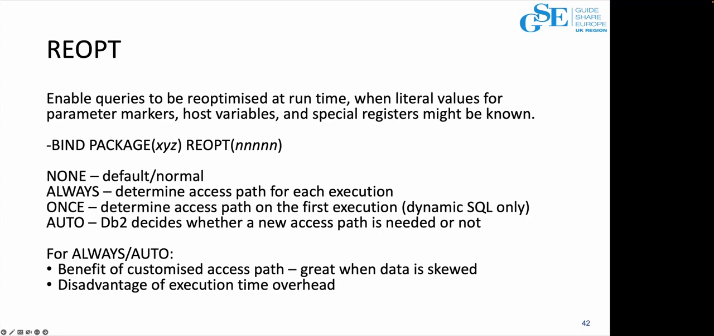When considering ALWAYS or AUTO, the benefit is that you have a customized access path, which is good when data is skewed, but on the downside, you have the overhead of execution time. So another thing that needs weighing up.